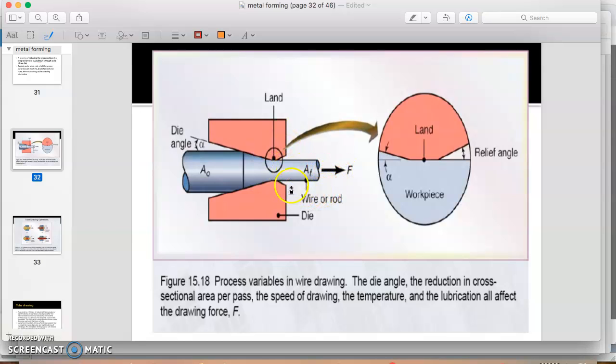In the drawing process, the important section is this area, which we call the relief angle. We have to provide the relief angle in the drawing process. If we don't provide the relief angle, the product, the workpiece or metal, when we pull it from the die, easily breaks into two. So that's why we have to provide the relief angle.